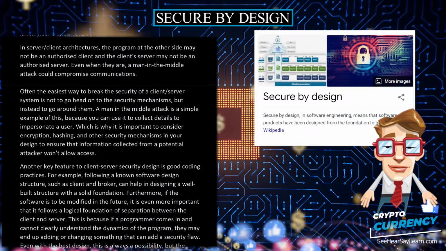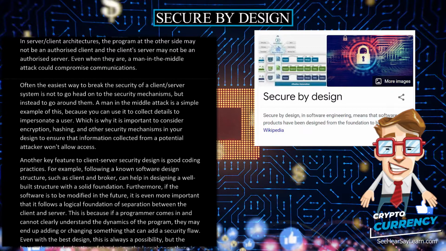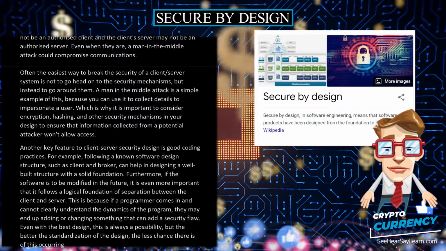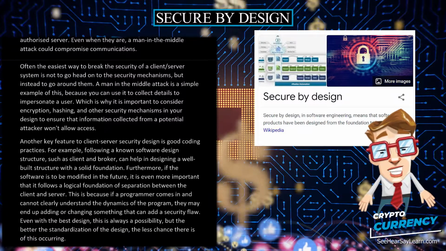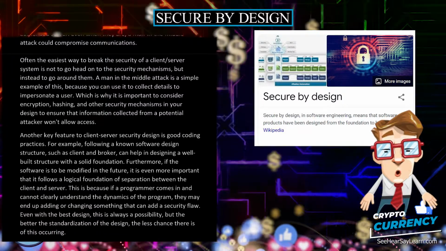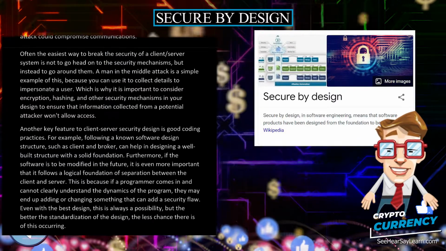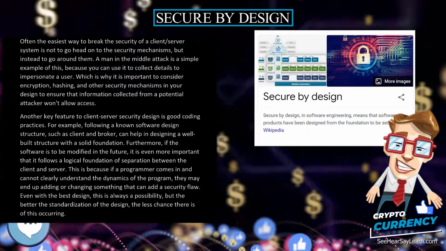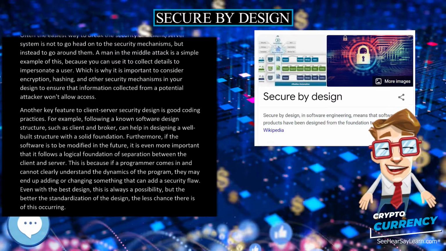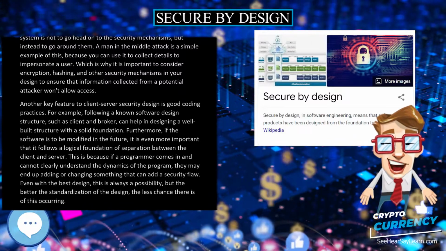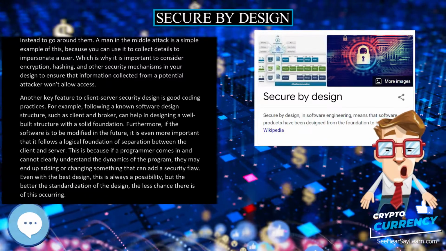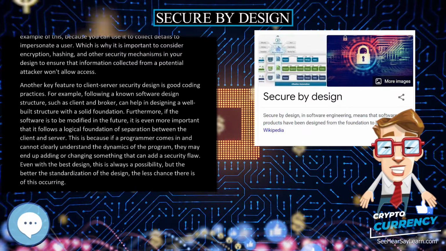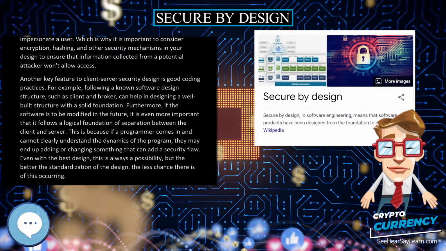Which is why it is important to consider encryption, hashing, and other security mechanisms in your design to ensure that information collected from a potential attacker won't allow access. Another key feature to client-server security design is good coding practices. For example, following a known software design structure, such as client and broker, can help in designing a well-built structure with a solid foundation. Furthermore, if the software is to be modified in the future, it is even more important that it follows a logical foundation of separation between the client and server.